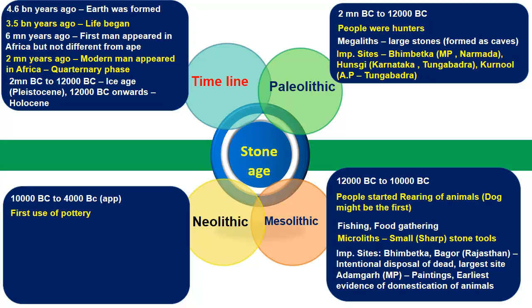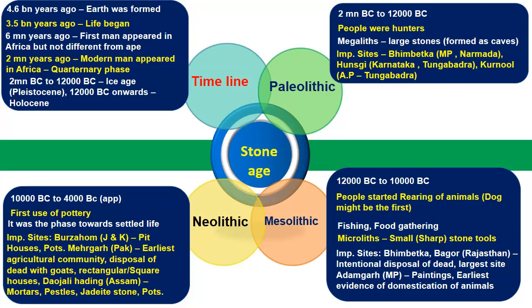First use of pottery, this is important. First use of pottery कब है? Neolithic में. It was the phase towards settled life. People started settling because they have learned when rice or barley, wheat will come. Okay. So important sites include Burzahom, Jammu and Kashmir. Pit houses were found, pots were found. Mehergarh, present day Pakistan. Earliest agricultural community, disposal of dead with goats.